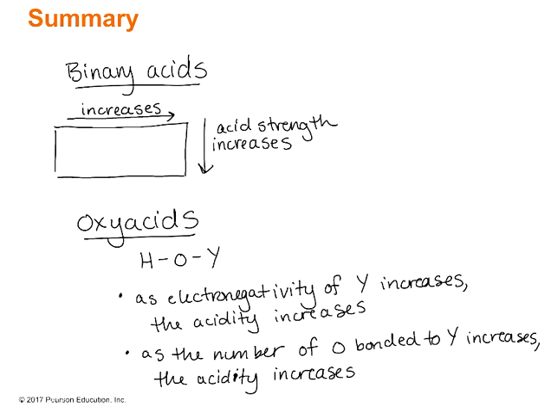So on a quiz or a test, I would give you reasonable acids to compare. I would either give you 2 binary acids to compare, maybe 3 binary acids, or I would give you 2 or 3 oxyacids to compare. But I'm not going to make you compare binary acids to oxyacids. We would need Ka values for that. So I'm not going to trick you with these trends. But these are trends that you should know.